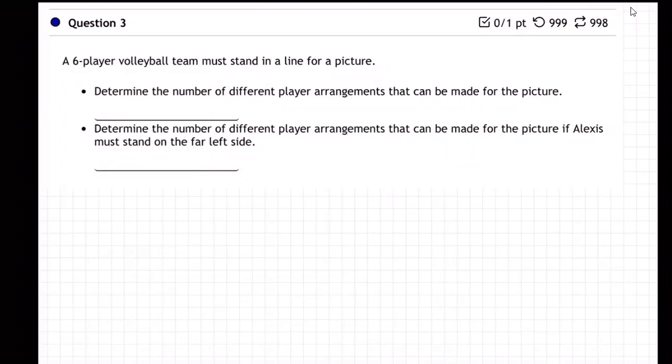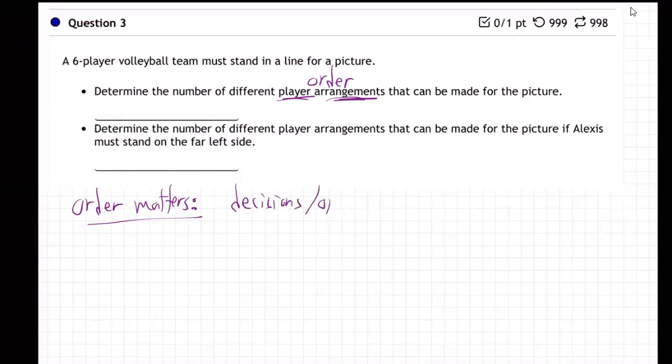So the question is about, again, order matters. I mean, that's the whole thing, right? The order in which they line up. A different player arrangement is a different order. That's exactly what we get. Order matters. So what do we do when order matters? Decisions, options. Whenever order matters, you do decisions, options. If order doesn't matter, which we'll get to in some of those questions, you do something different. You can't do decisions, options then. But we're doing decisions, options. I'm going to start with an example.